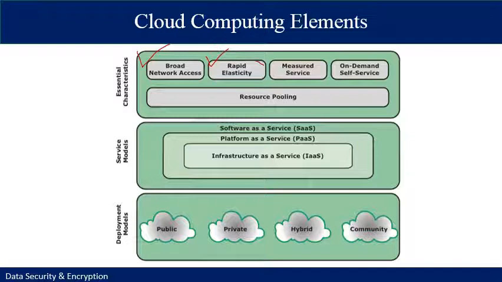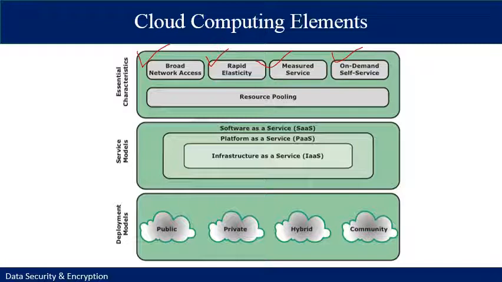Then you have a layered service. Cloud systems automatically control and optimize resources by leveraging a metering capability at some level of abstraction appropriate to the type of service, for example, for storage, processing, bandwidth, and active user accounts. Resource usage can be monitored, controlled, and reported, providing transparency for both the provider and consumer of the utilized service.